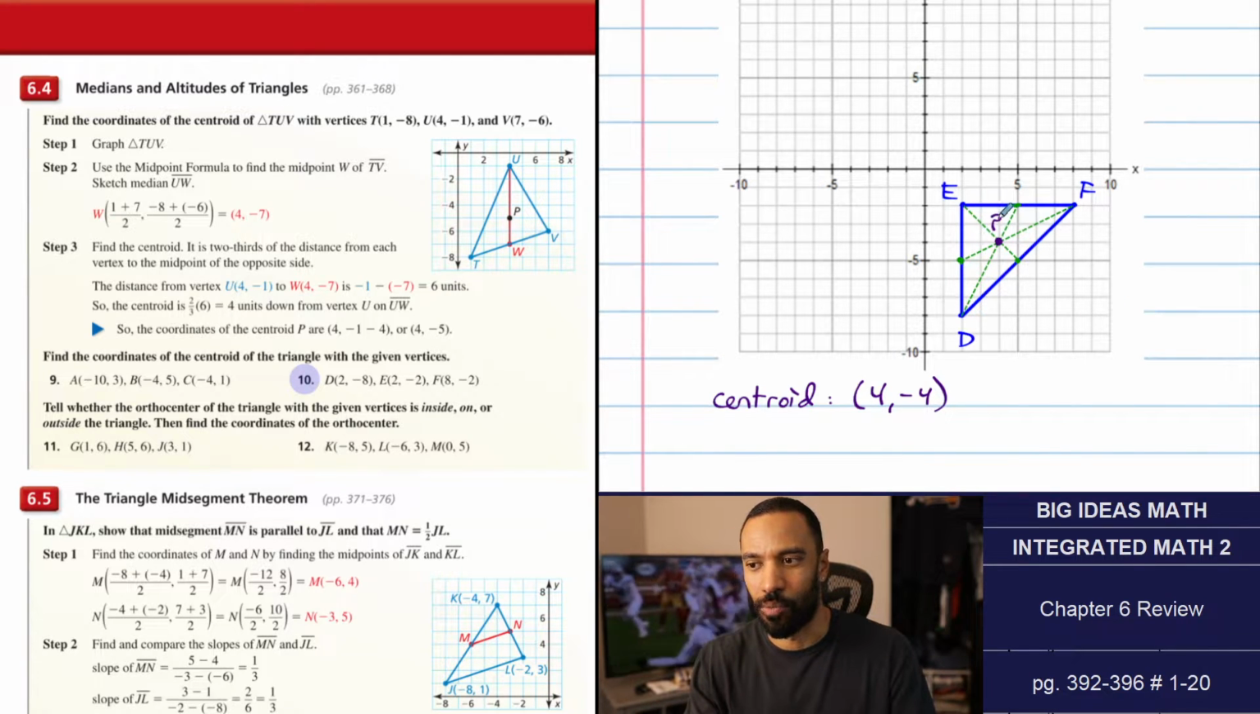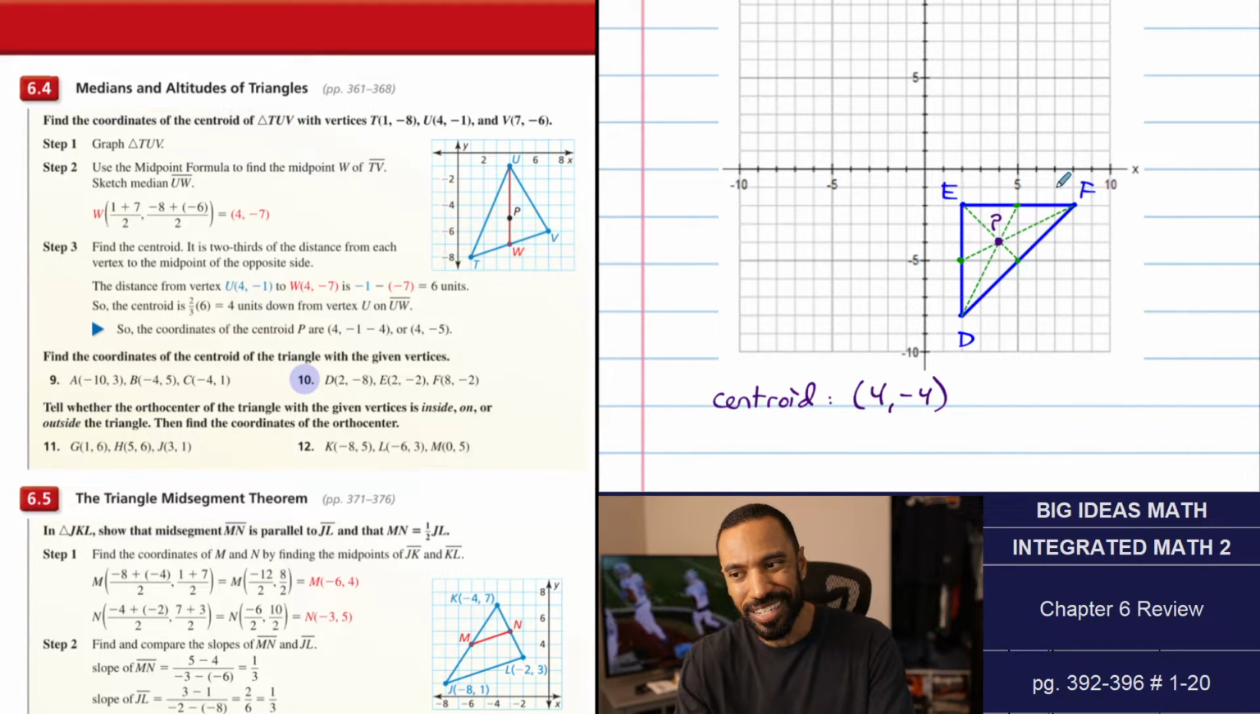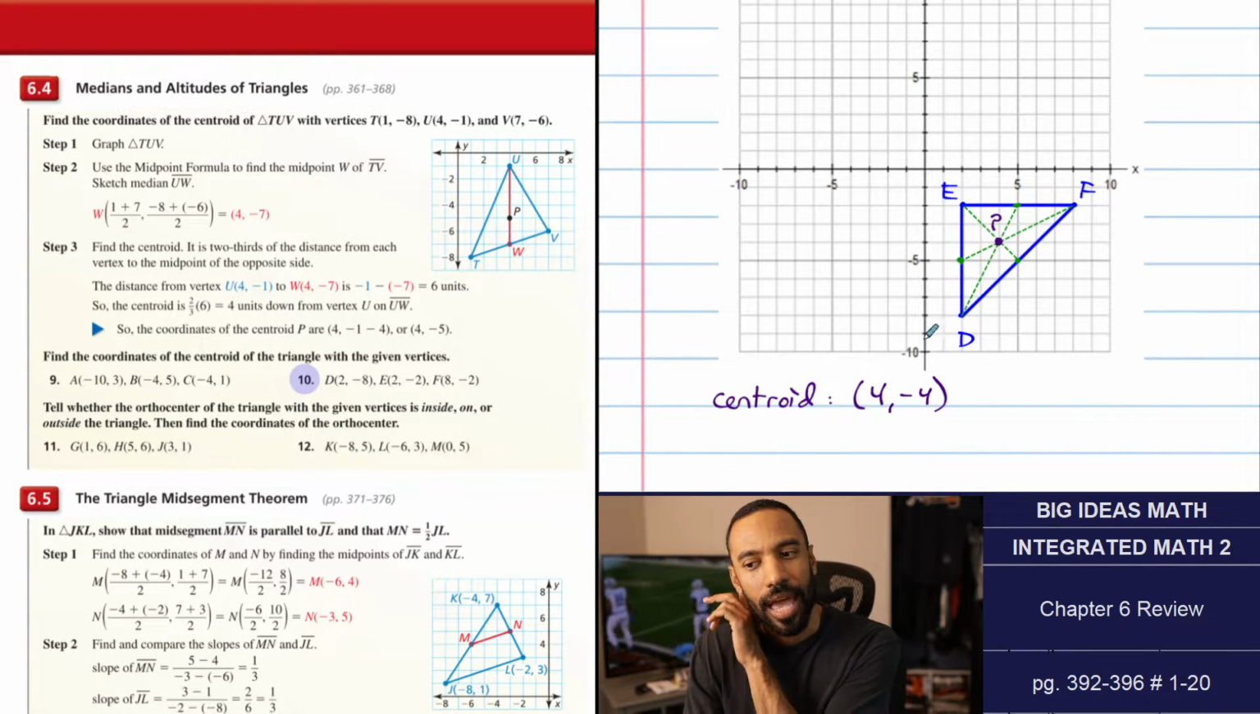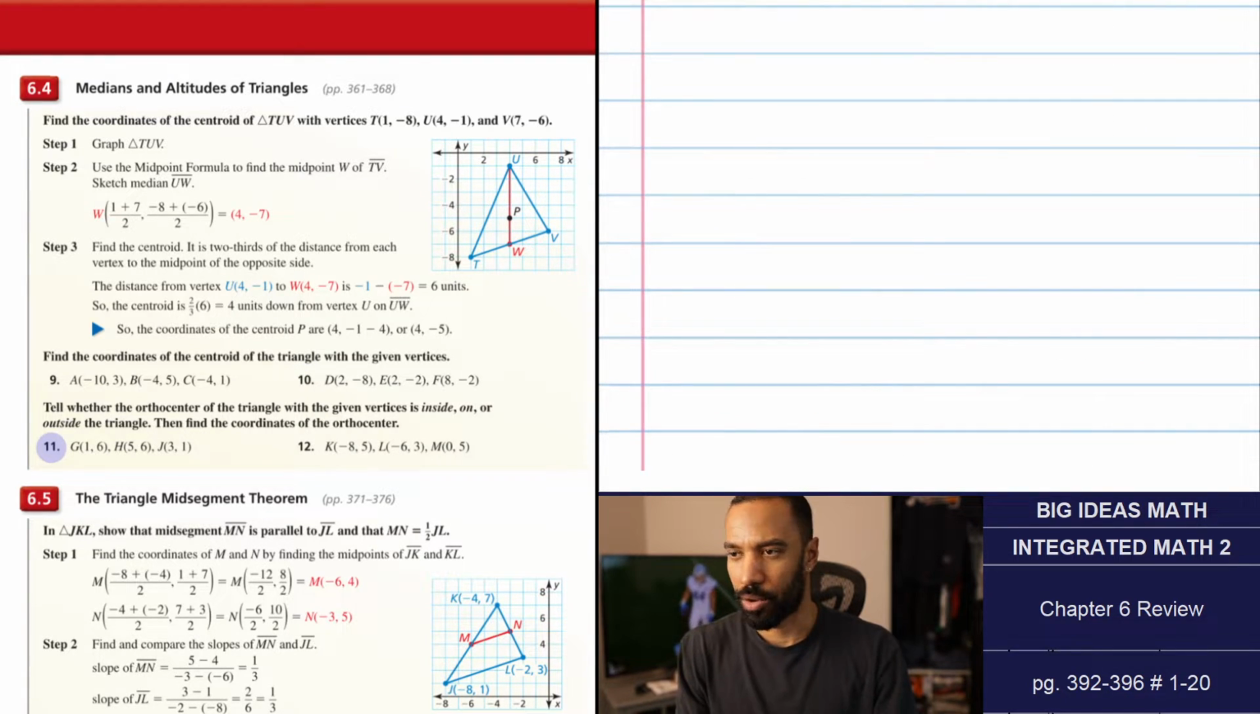Because that distance isn't like 1, 2, 3. Well, you could kind of count that way and use it. It's not literally 3, but 2/3 of 3 of those is 2 of those. So you could kind of do that one. Anyway, let's keep moving forward. But there's your centroid. Okay, we're going to move on to number 11.